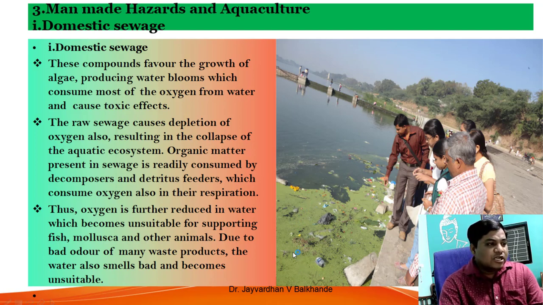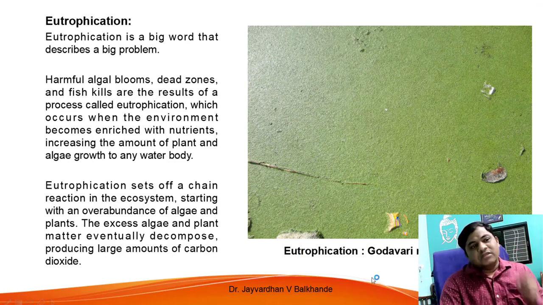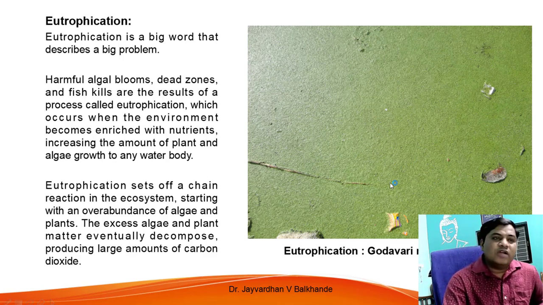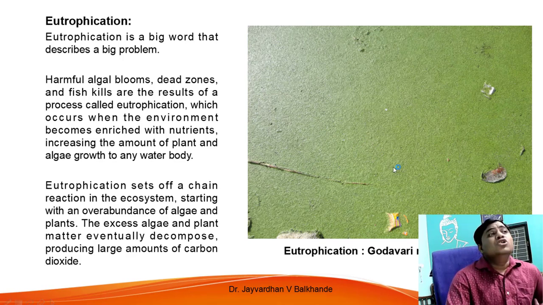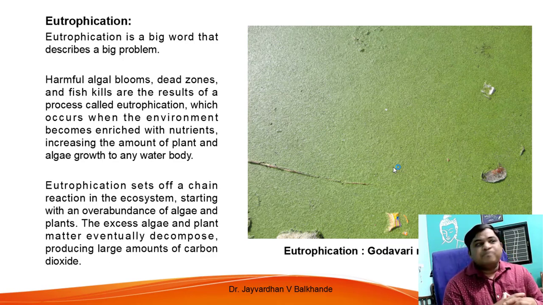I have just come to eutrophication. What is eutrophication? This is a real image we have taken. It is the Godavari river at Nanded, a picture of the Jayvardhan Ghat region of the Godavari river. So, what is eutrophication? Eutrophication is a big word that describes a big problem. Harmful algal blooms, dead zones and fish kills are the result of a process called eutrophication.